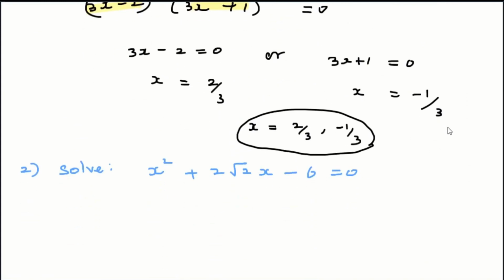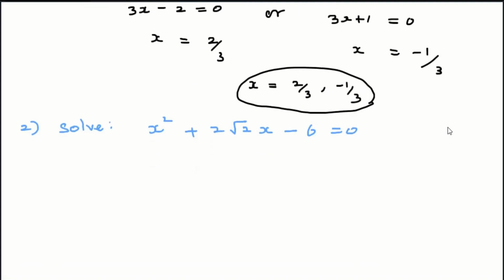Now the next sum: solve x square plus 2 root 2 x minus 6 equal to 0. Again, what is the sum here?